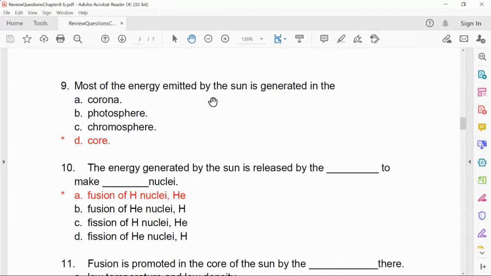Nine, most of the energy emitted by the sun is generated in the core. It comes from the core, but it goes through the different layers, and it will give you all of these different energies that we receive, either in terms of gamma rays, X-rays, ultraviolet, UV. These are all processes ionizing the gas on the way.